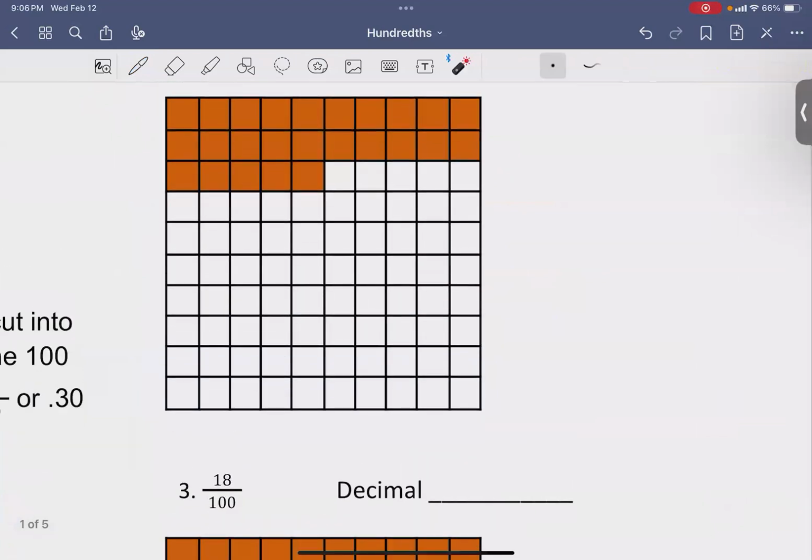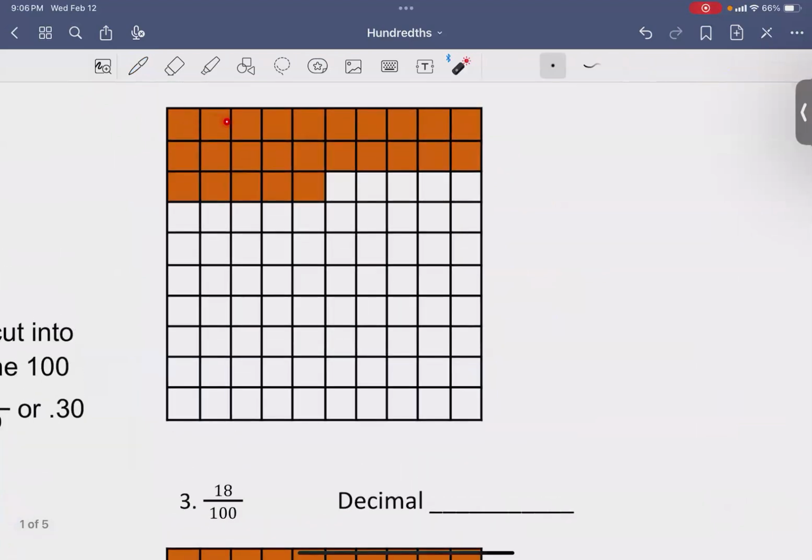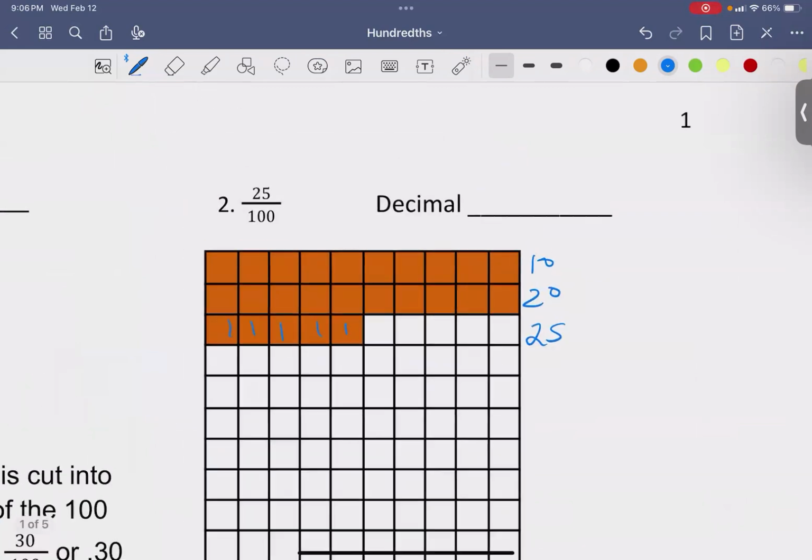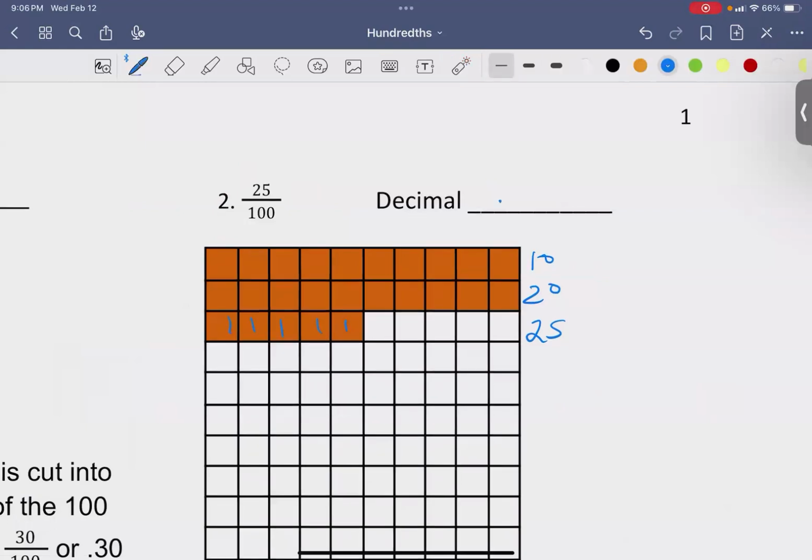Let's look at this one. We have 10, 20, 21, 22, 23, 24, 25. So we have 25 hundredths. This is tenths, this is hundredths.